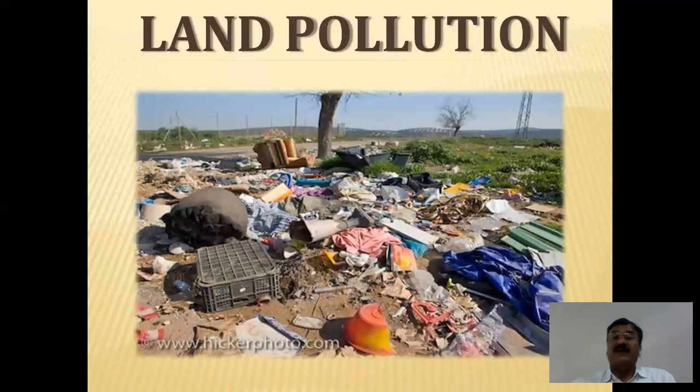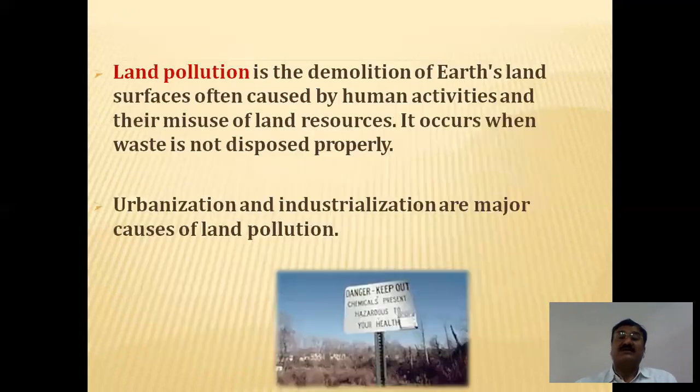Now, land pollution. Just see here how land pollution is going on. Land pollution is the demolition of the Earth's land surface, often caused by human activities and their misuse of land resources. It occurs when waste is not disposed of properly.